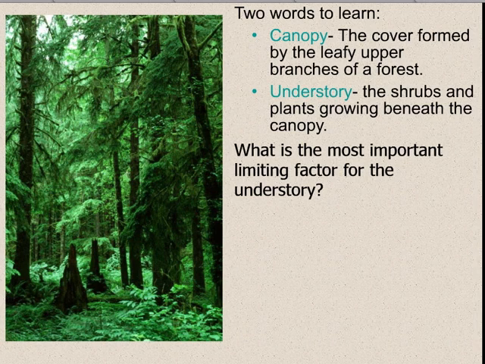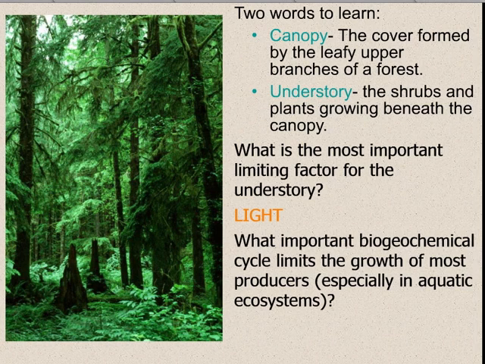So use what you know about limiting factors. What do you suppose is the most important limiting factor for the understory, the shrubs that are growing beneath? Well, the limiting factor is probably light, access to light. Now, this is a question not all of you will know the answer to. What important biogeochemical cycle limits the growth of most producers, especially in aquatic ecosystems? If you're in the ecology class, you may have studied this. If you're in the genetics class, you may not have. Aquatic ecosystems are usually limited by the presence of phosphorus.